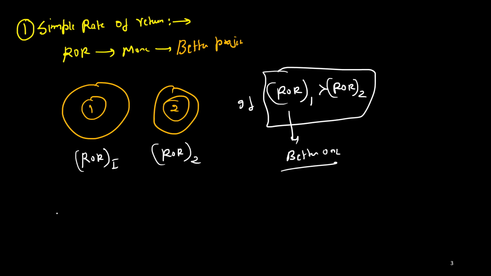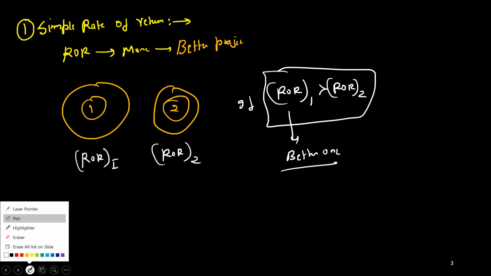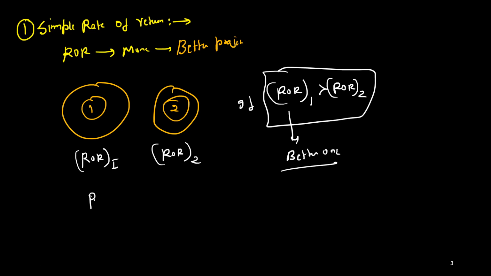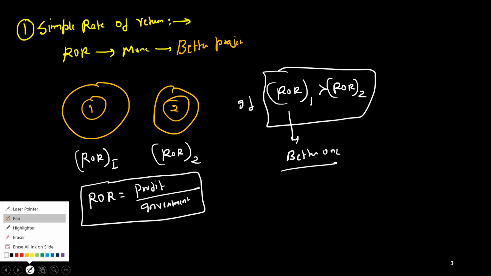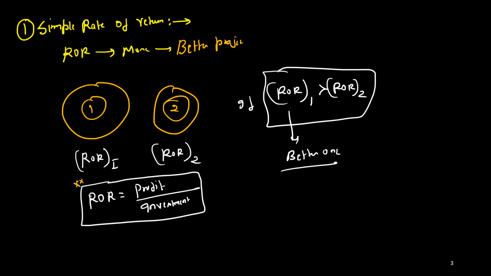You have to understand these things, and you have to remember that you will calculate the rate of return for both of the projects, and after calculation you can compare. So how can we calculate the rate of return? The formula for rate of return can be written as profit divided by investment. How much profit you are getting and how much you are investing, from there you can calculate the value of rate of return. Fine. So this is the formula of rate of return.